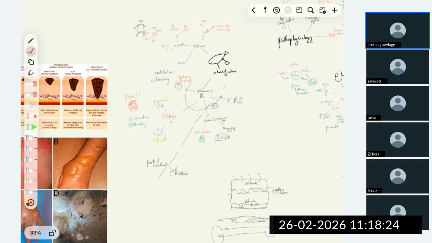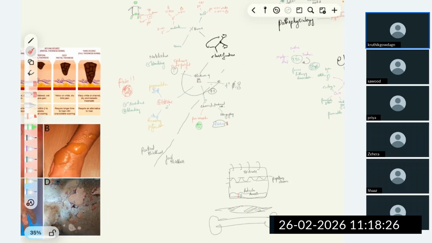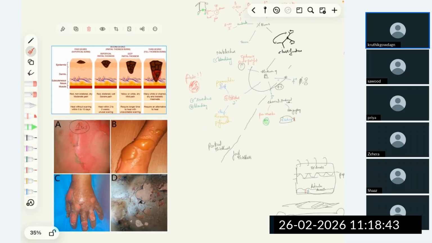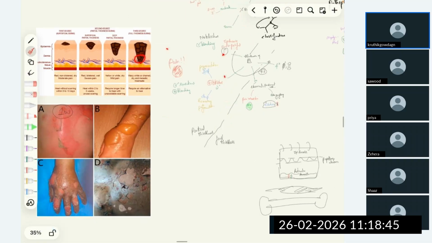And also we have another classification, which is the easy one. See, what happens in first and second degree? Only part of the skin is involved. Full thickness of reticular dermis is not involved. Full thickness of skin, that is deep into the reticular dermis, is involved only in third degree burn. So first and second degree burns are called partial thickness burns. Third and fourth degree burns are called full thickness burns.